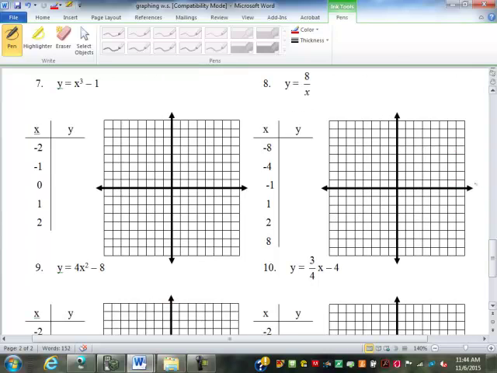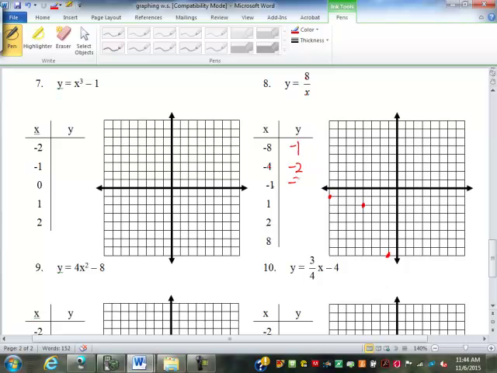Okay, these next couple, I'll let you work on number 7 a little bit, but number 8 I'm going to go over with you. I won't make you try that one on your own. Number 8 here, if I put in -8, 8 divided by -8 would be -1. So -8, -1 right there. Put in -4. 8 divided by -4 is -2. So -4, -2. -1, 8 divided by -1 is -8. That's right there.